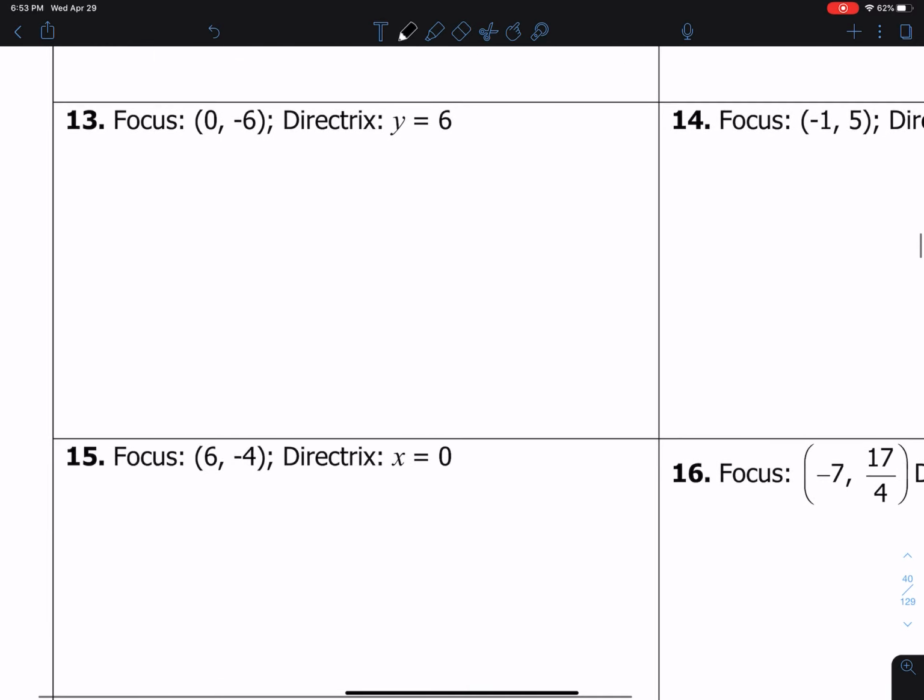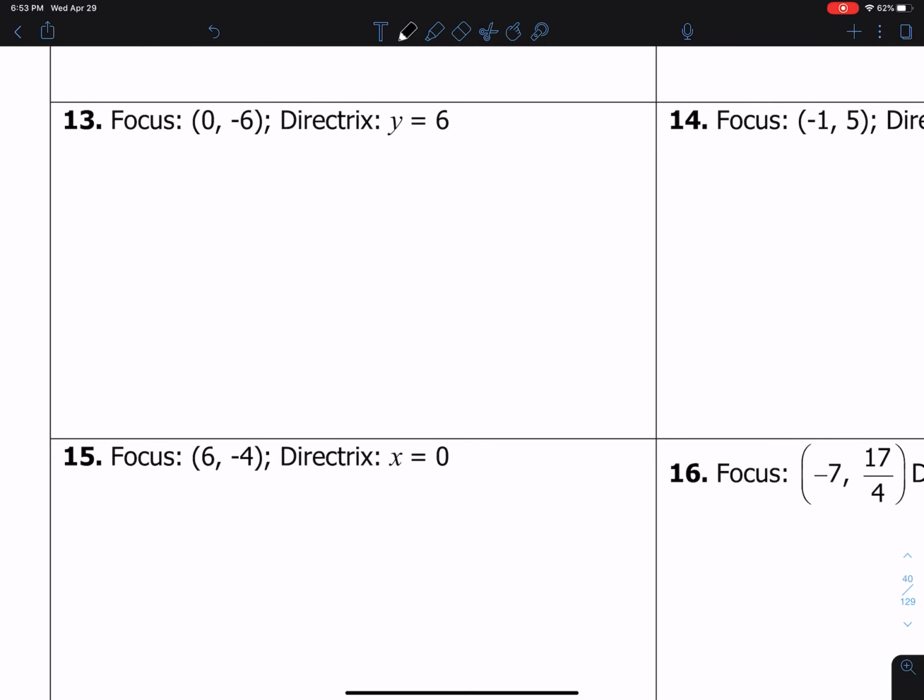Okay, on to our last two problems. So we have the focus at 0, negative 6, and then our directrix is at y equals positive 6. So the vertex is going to be halfway in between there. If we're going from positive 6 down to negative 6, halfway in between is going to be 0, 0.